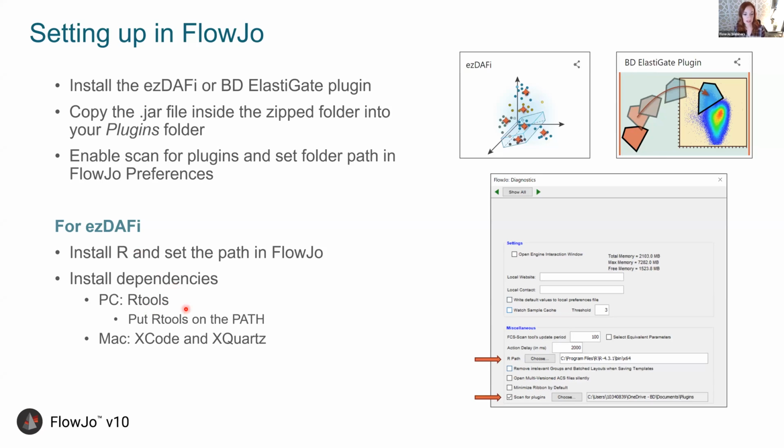And then if you have a PC, you'll also need R tools. Okay, and then you also have to put R tools on the path. I'll show you how to do that. It's actually quite simple. And if you have a Mac, you'll need to install Xcode or Xquartz. Okay. Now, just a reminder that BD Elasticate doesn't need any of the tools listed here at the bottom, but if you are interested in EasyDaffy, you'll need to install R and R tools or Xcode.